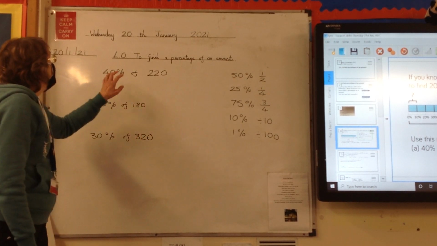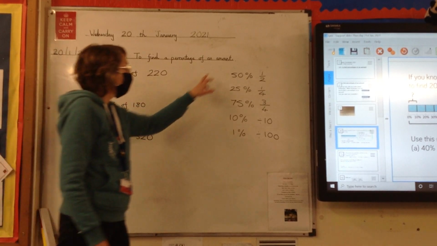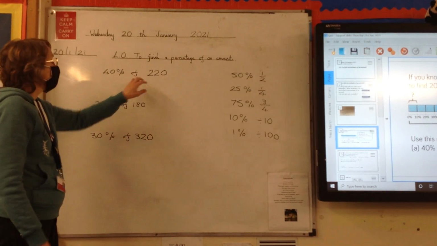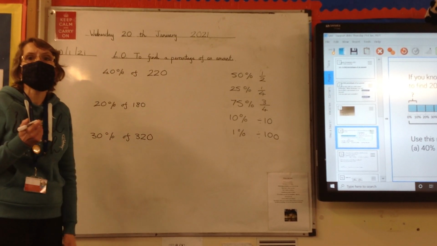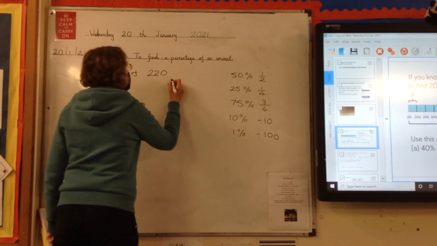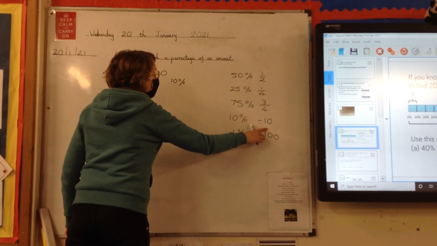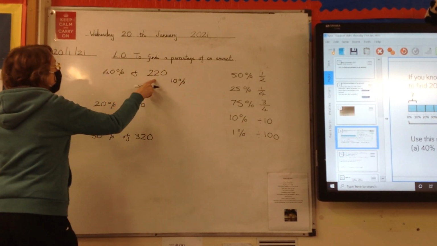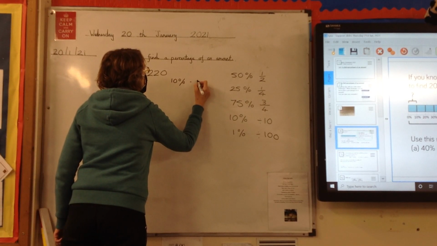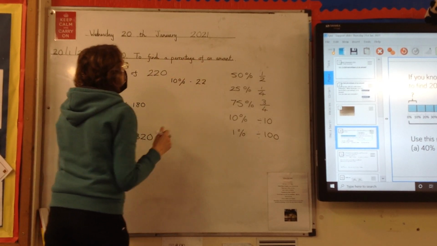At home. We've got 40% of 220. Now, we haven't got 40% on our useful information, but what have we got that we could work out 40% of 220? We've got 10%. We could find 10%. And we know how to find 10% because we divide by 10. So divide 220 by 10. We did lots of this the other day, and it will be 22. Remember, move all digits one place to make it smaller.